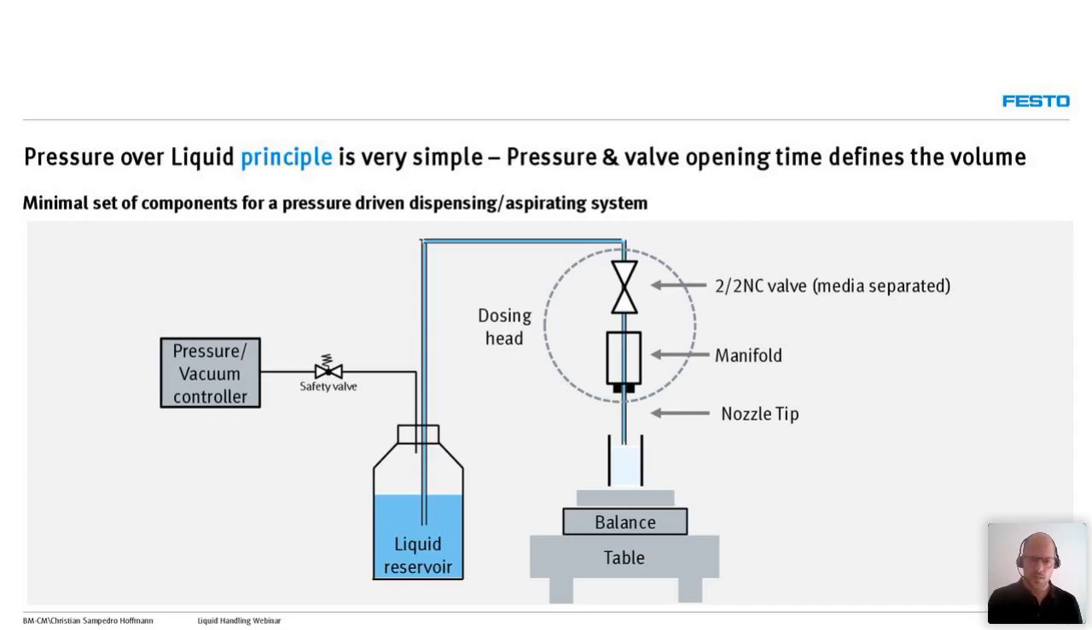So we see here pressure control and the valve. These are the two main components to control the liquids. There are some other things to look at, for example, the length of the tube. So there are a lot of things that could influence our system, but with these two variables, we can define the amount of liquid we want to dispense.